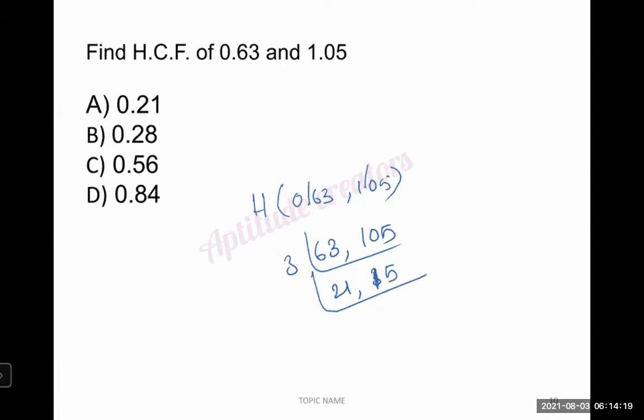Sorry, 3 into 3 into 7 and 3 into 5. Yes, 35. Now this is 7 threes and 7 fives. Now he's asking about HCF, not LCM. 7 into 3 will give the result as 21 here, but in decimals I have to calculate. Answer is option A, 0.21.